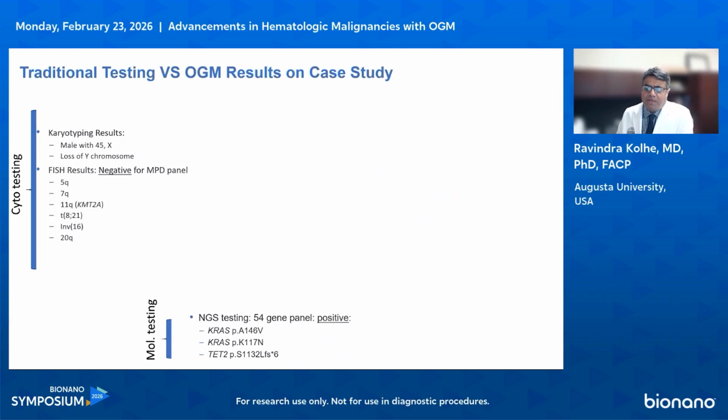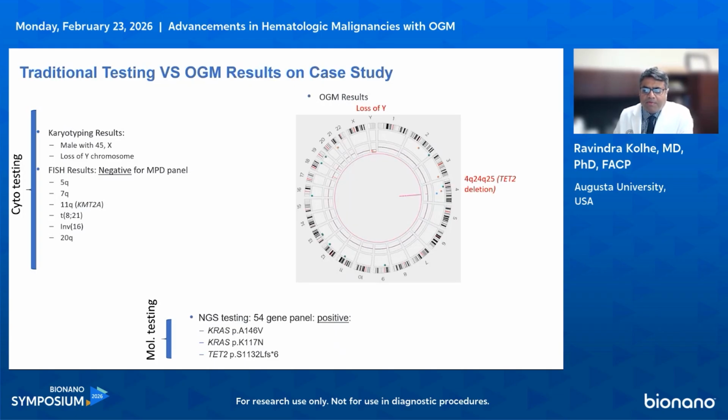So this is an MPN case where a karyotype detected a loss of chromosome Y, and the FISH panel was negative for any other markers. Molecular testing identified 3 abnormalities, 2 in the KRAS gene, and 1 in the TET2 gene. So when we performed the optical genome mapping in this case, in addition to detecting the loss of chromosome Y, it also detected a loss of 4q, which the TET2 gene sits on.